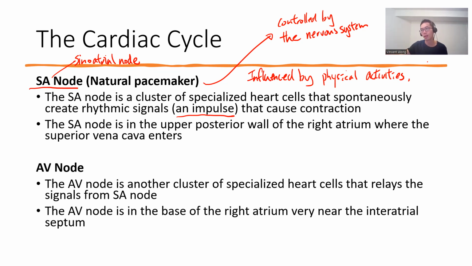So anybody know what the hormone is? If I say it, you guys will know it. I'm sure you've heard of it before. Dopamine? Good try. Anyone else? Yes, Korea said adrenaline. So when you have the adrenaline, or the epinephrine, some people call it, that is going to cause your heart rate to go up. So it's influenced by physical activities and hormones such as adrenaline.